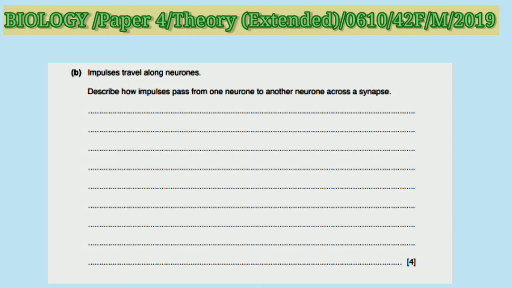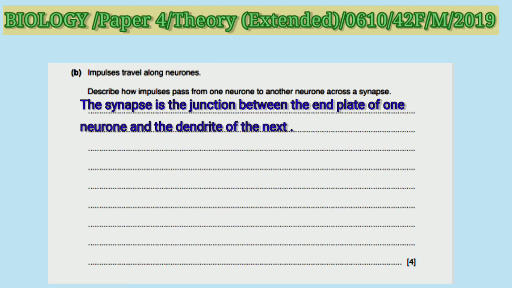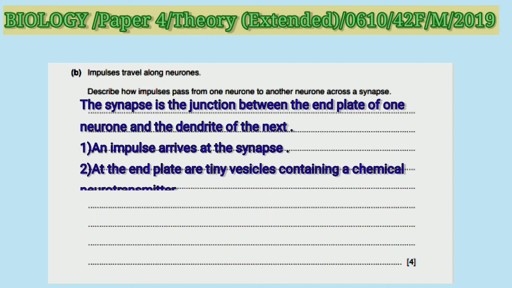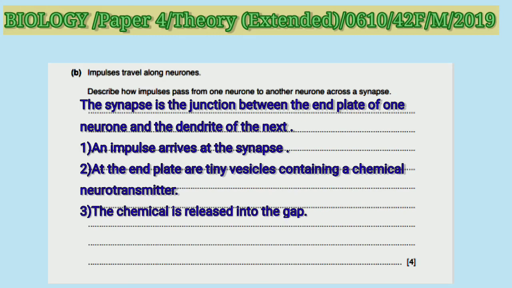Sub-question B of question 3. Impulses travel along neurons. Describe how impulses pass from one neuron to another neuron across a synapse. The synapse is the junction between the end plate of one neuron and the dendrite of the next. An impulse arrives at the synapse.